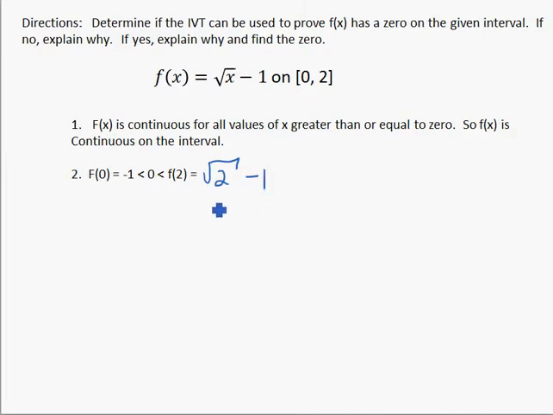And that's greater than 0 because the square root of 2 is bigger than 1. So root 2 minus 1, it's about 0.41 something or other. Doesn't really matter, it's just positive. So 0 is between my two y values of my endpoints. So the conditions are met for IBT. So IBT applies because our conditions are met.